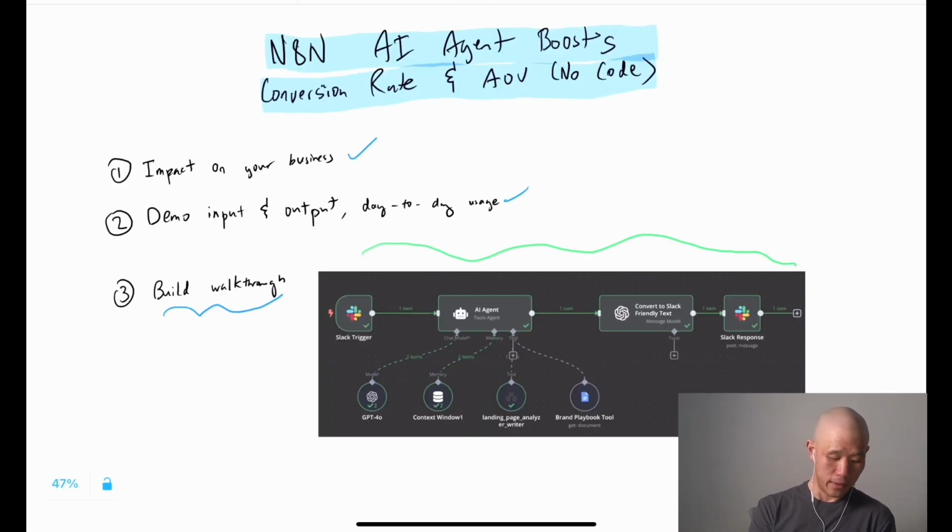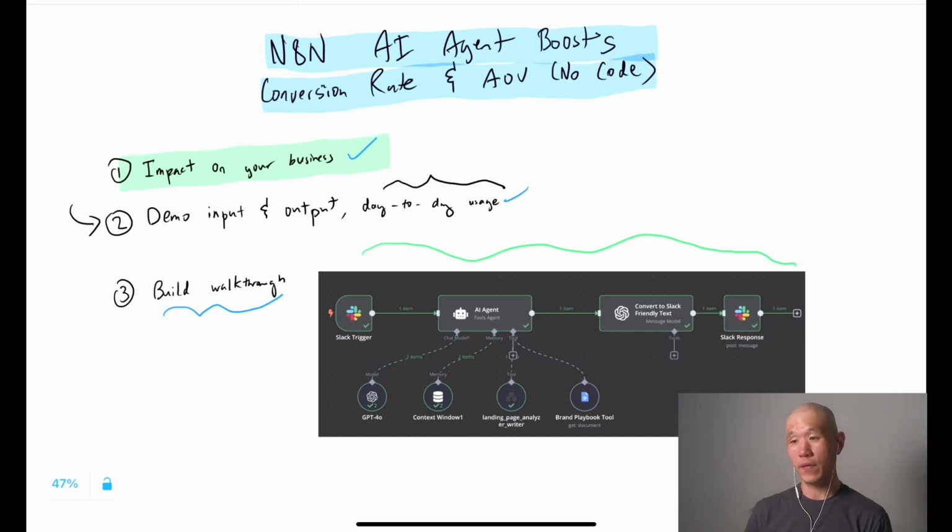So just going back to the plan, we have now finished up the impact on the business that this agent can make, so that we have a good understanding of how we prioritize the utilization of it in our day-to-day operations. So let's move on to the second part of the plan, which is to walk through a demo of the input and output and talk a little bit about the day-to-day usage of the agent.